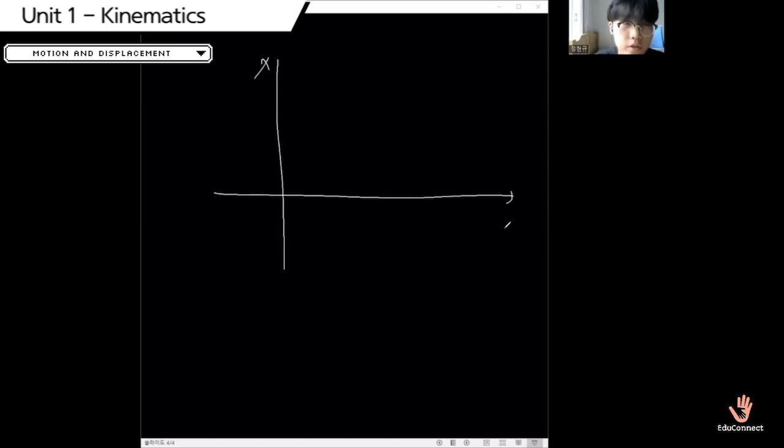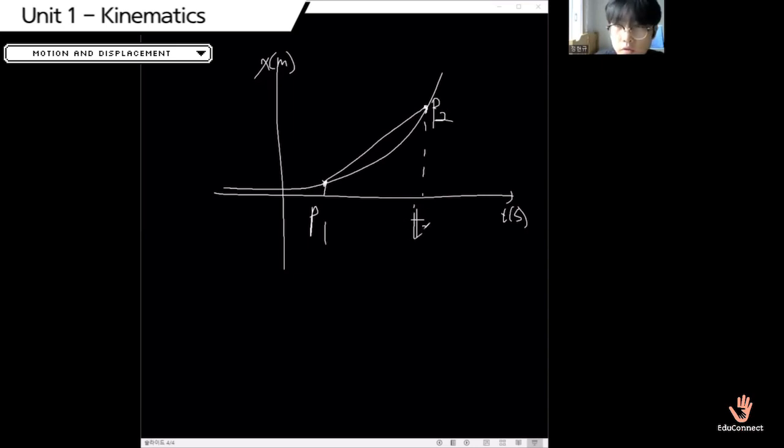Moreover, we're going to look at position as a function of time, in any position and time graph. This point is P1 with T1 and X1, and this point is P2 with T2 and X2. In this case, average velocity is equal to the slope between these two points.